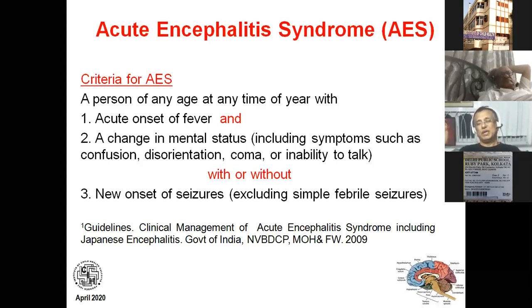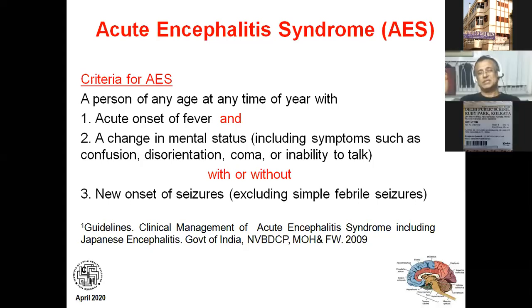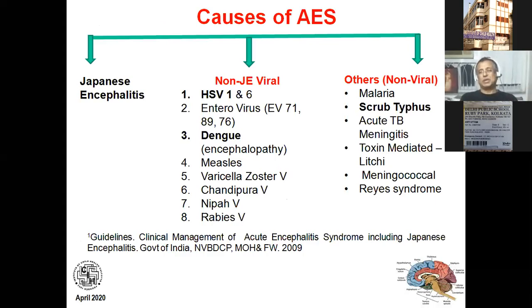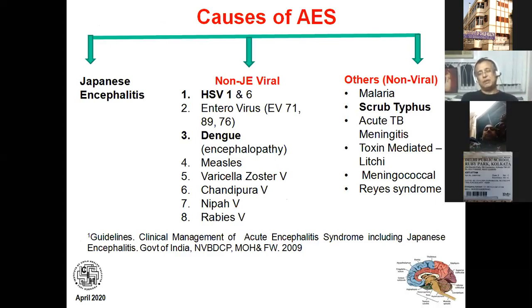There are two very important issues in this definition. First of all, the change in the mental status should not be explained by fever. Number one. And number two, the seizure should not be simple febrile convulsion. So the causes of this acute encephalitic syndrome, one of the major chunks was Japanese encephalitis, which is also an epidemic or endemic encephalitis.